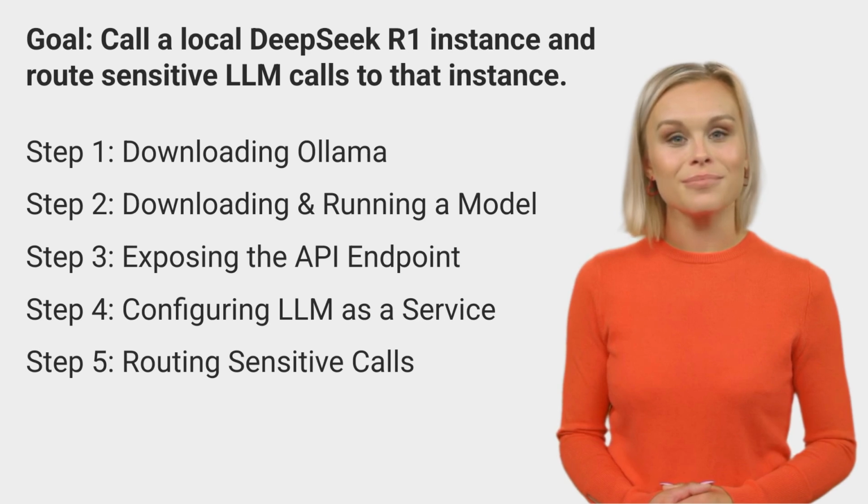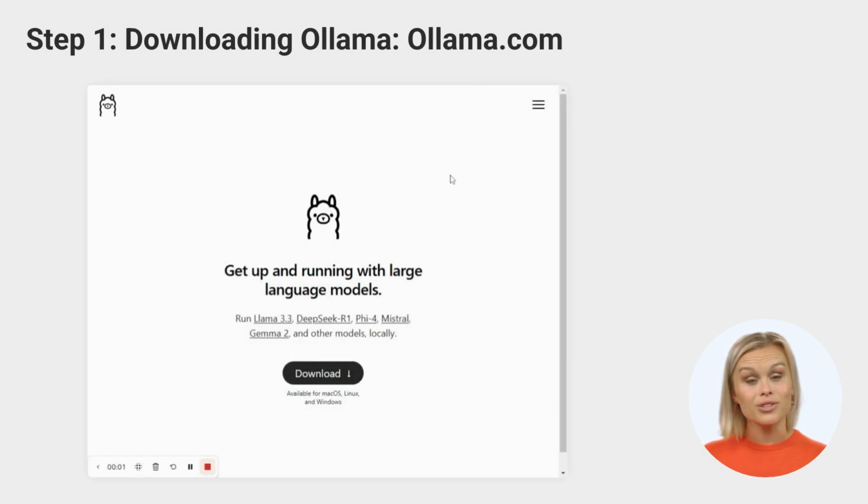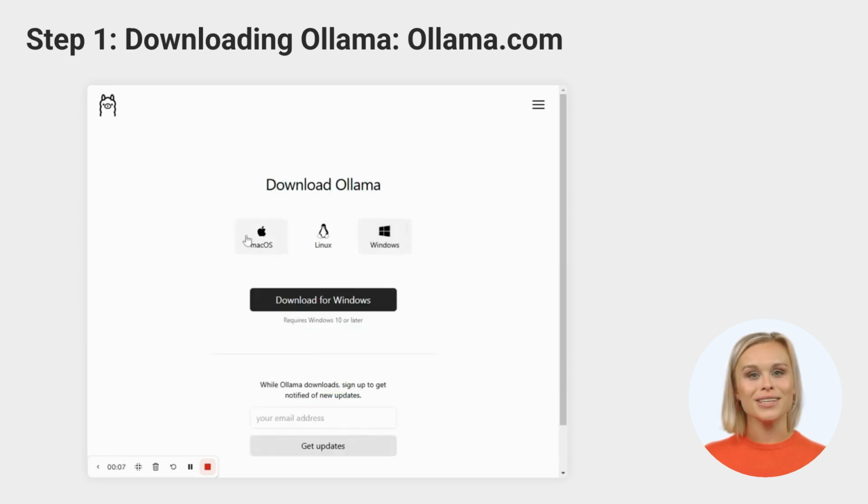Let's get started. Ollama is an application designed to simplify the deployment and management of large language models. We are going to use it to create and host a local instance of DeepSeek R1. Navigate to ollama.com and click on the download button. Choose your operating system and complete the download and install process.